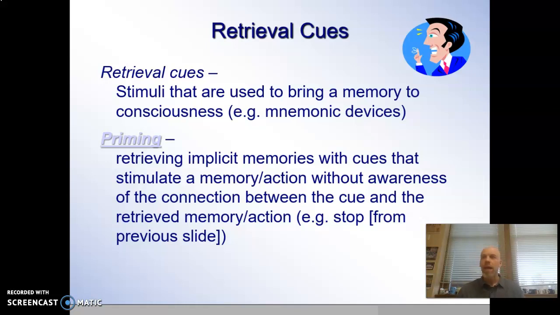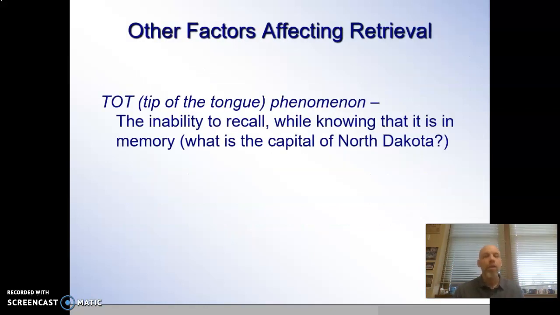Okay, priming was one of the quiz questions that we had about going into a house that you lived in 10 years ago. And as you go into that house, just the environment primes you to pull memories from your years living there.